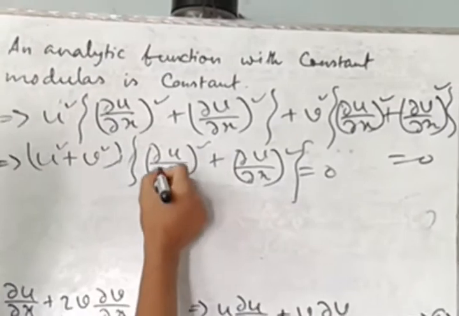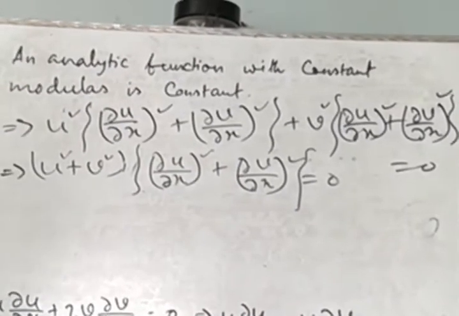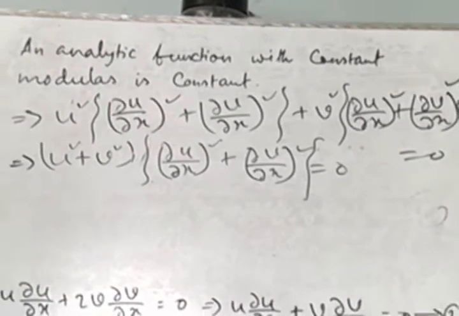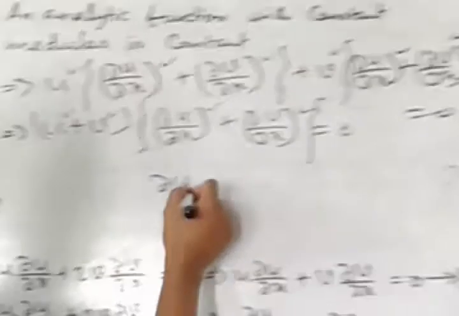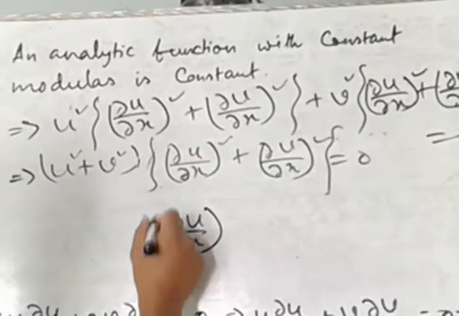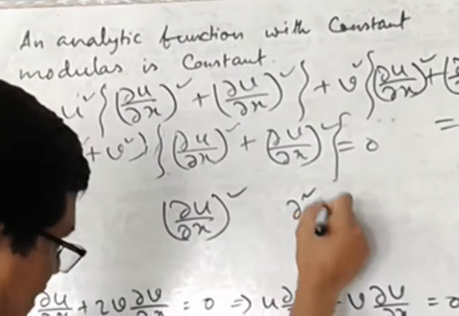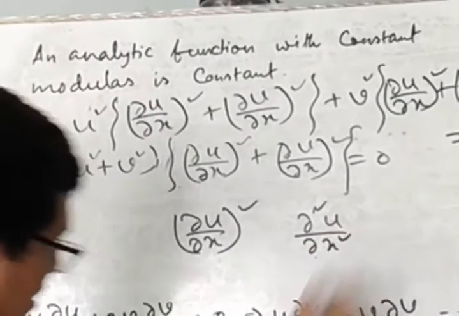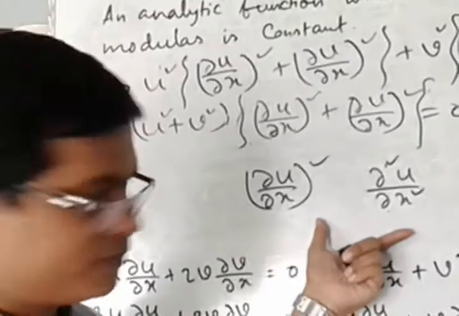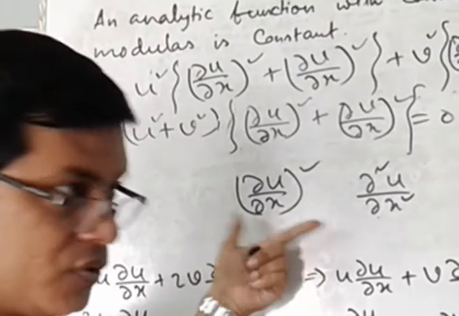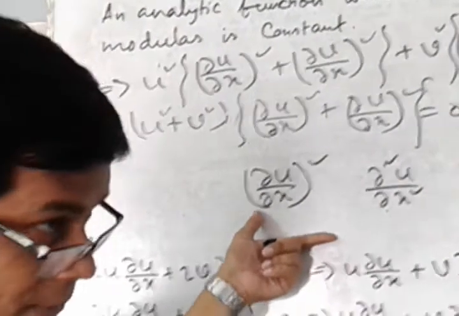You know, you must not mix up these two things. Let me clarify. Del u by del x whole square and del square u by del x square, these two are not the same, so you need to be careful here.